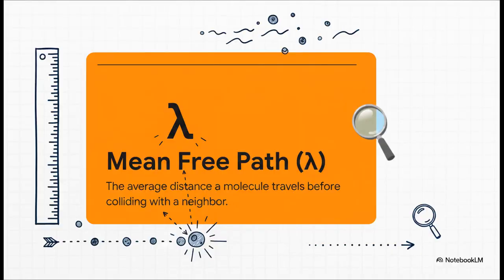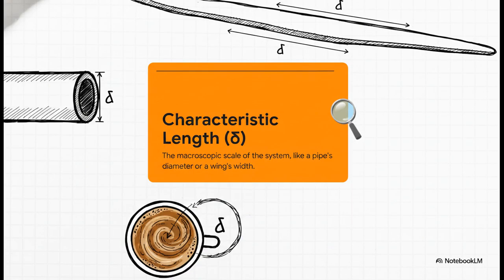First, we need to understand the world of the dots. And our ruler for that world is something called the mean free path. We use the Greek letter lambda for it. It's super important. It's just the average distance a single molecule gets to travel before it smacks right into a neighbor. And just so you know, in the air around you right now, that distance is about 68 nanometers. Incredibly tiny, but definitely not zero. Next, we need a ruler for our world, the big picture macroscopic scale. We call this the characteristic length, or delta. This is just the size of the thing we care about. It could be the diameter of a pipe, the wing of an airplane, heck, it could even be the little swirl you see in your morning coffee.